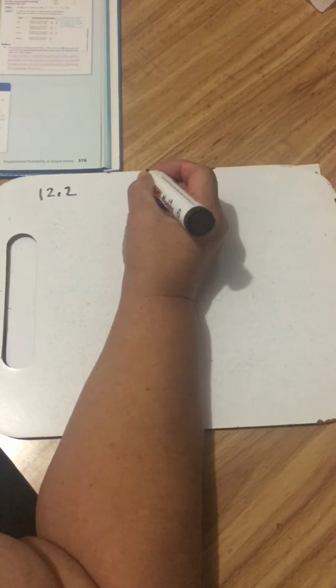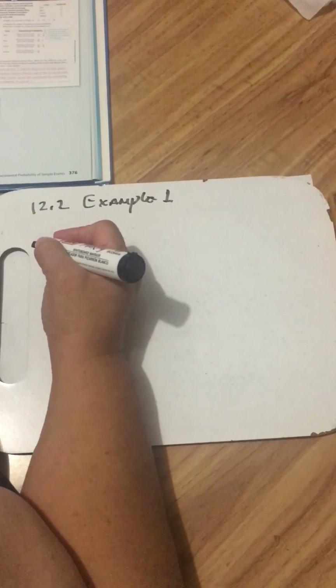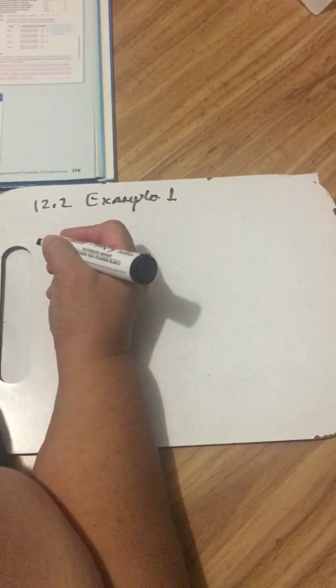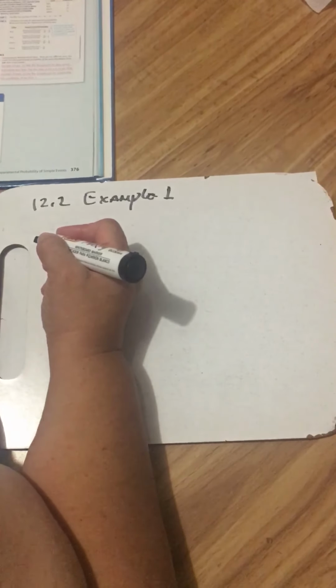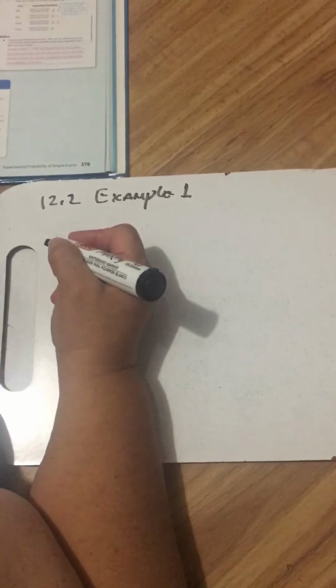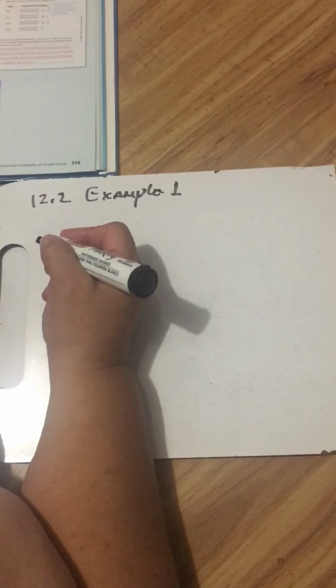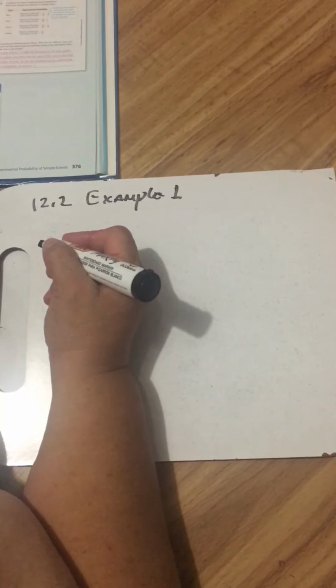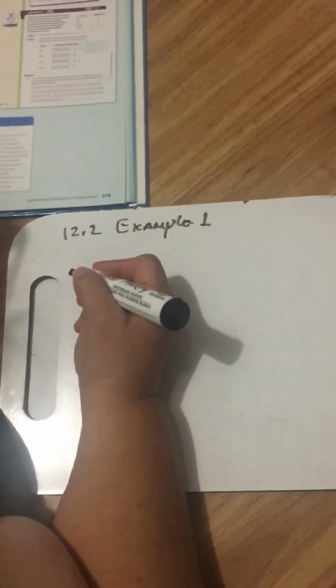At the top there is a purple square, how to calculate experimental probability, and then we want to see the example 1. Example 1 says Martin has a bag of marbles. He removed one marble at random, recorded the color, and then placed it back in the bag. He repeated this process several times and recorded his results in the table. Find the experimental probability of drawing each color.